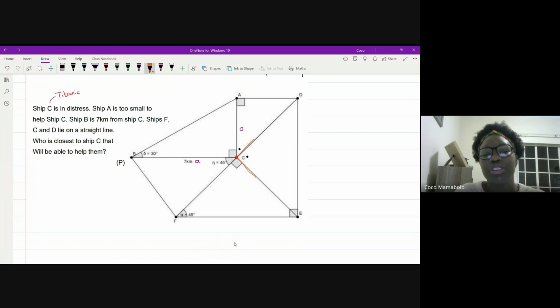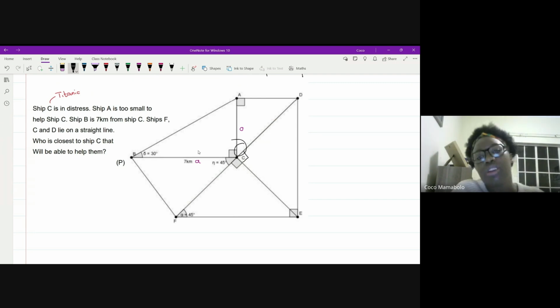Okay, I'm going to remind you guys, they've told us that F, C, and D lie on a straight line. So FCD is lying on a straight line. They've told us that that side is 90 degrees. What is angle DCE? It's 90 degrees. Lovely. Right, so we know that over here, 90 degrees.